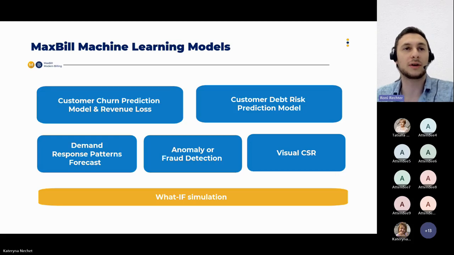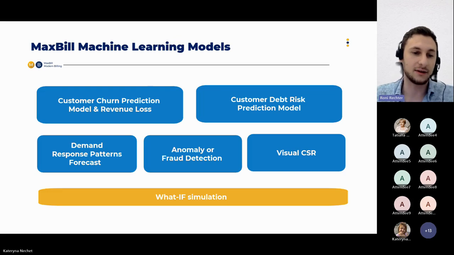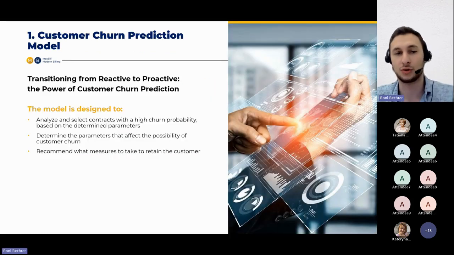Could the company which lost the customer, such as my friend, do some actions to retain the customer? Could the company spot some sort of non-satisfied customer and offer him perhaps a discount and retain him? And this is exactly the main point of the first model I'm going to show you today, the customer churn prediction model.